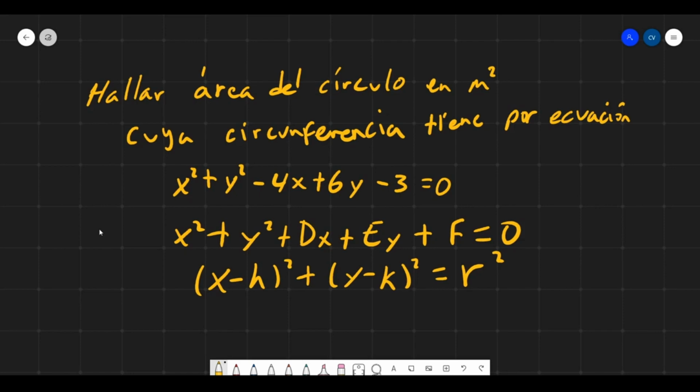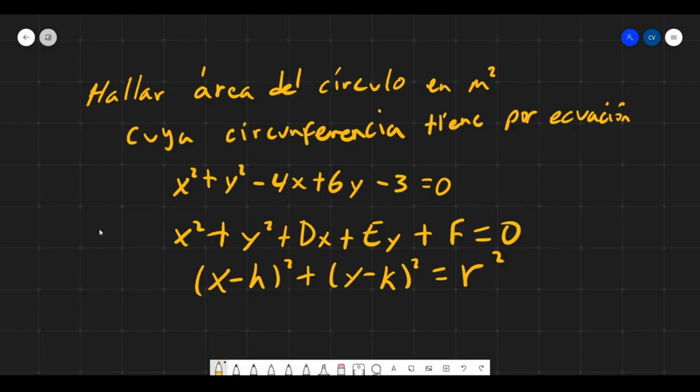Welcome to the new video where we are going to solve this exercise where we are asked for the area of a circle in square meters. They tell us that the circumference has this equation, which is x squared plus y squared minus 4x plus 6y minus 3 equals 0. We see that we have the equation written in general form and we are going to convert it into its center radius form.